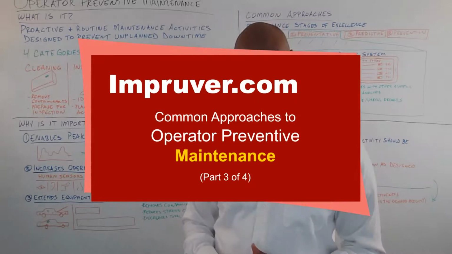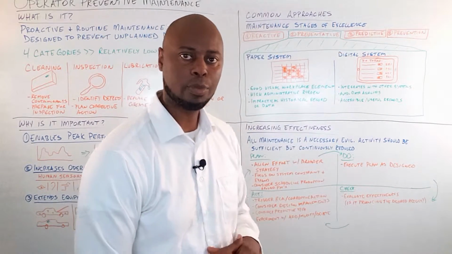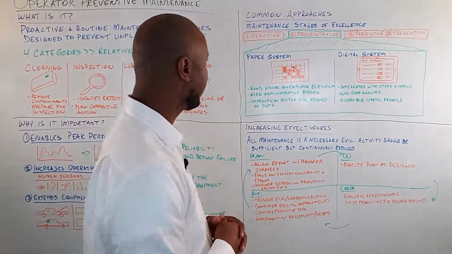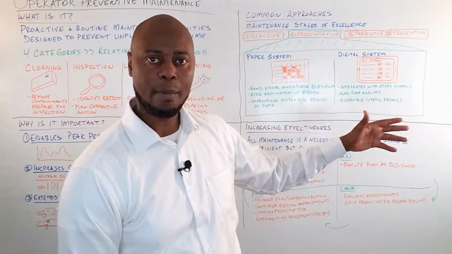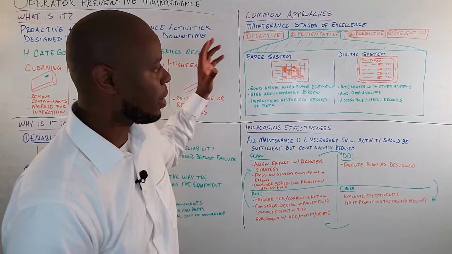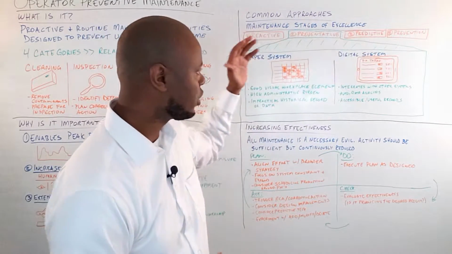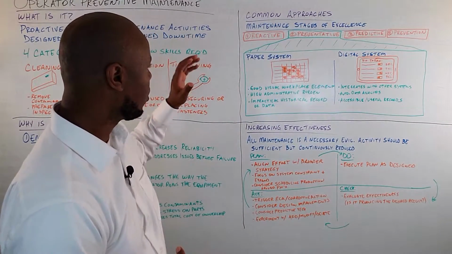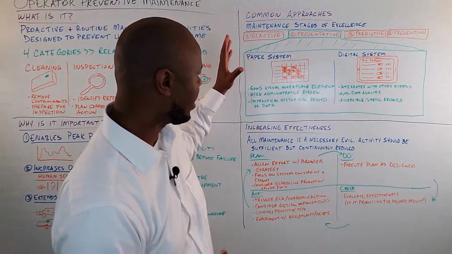Assets that aren't being maintained properly. So what are some of the commonly used approaches to operator PMs? Before we dive into those common approaches, let me give you the framework of maintenance excellence just to set a little context, okay? There are really 4 stages of maintenance excellence.